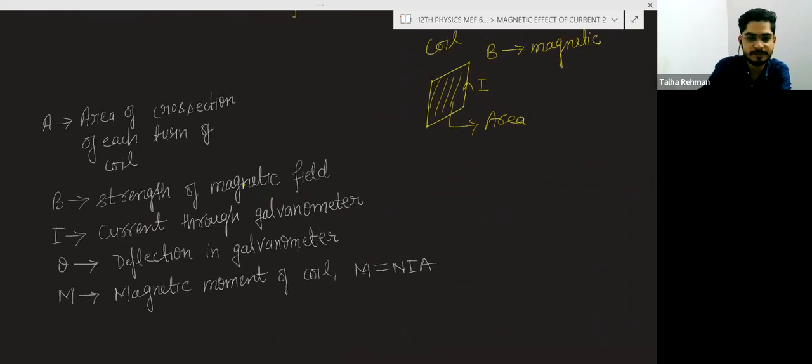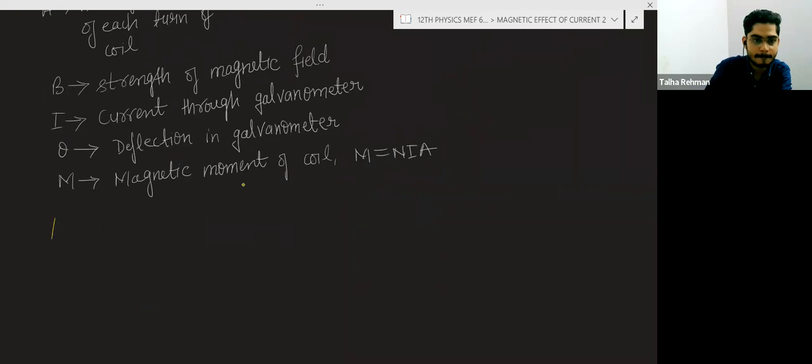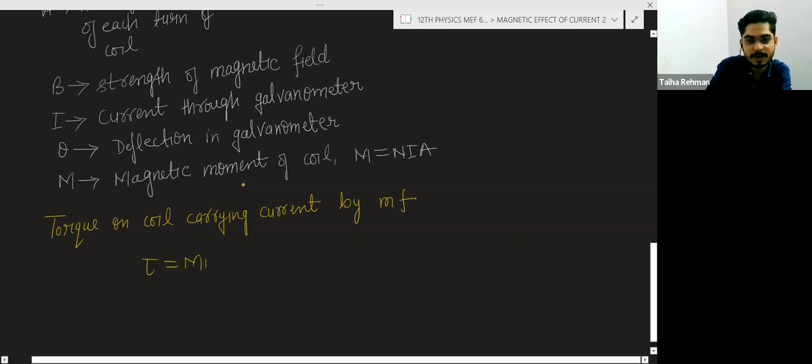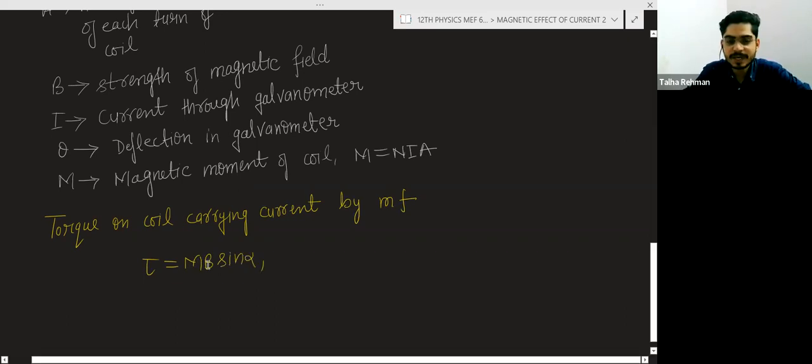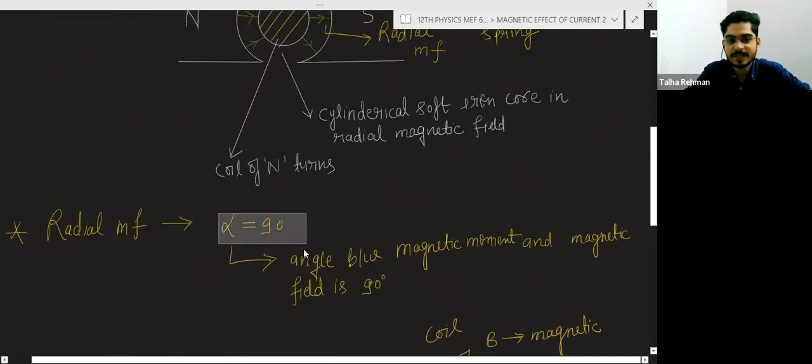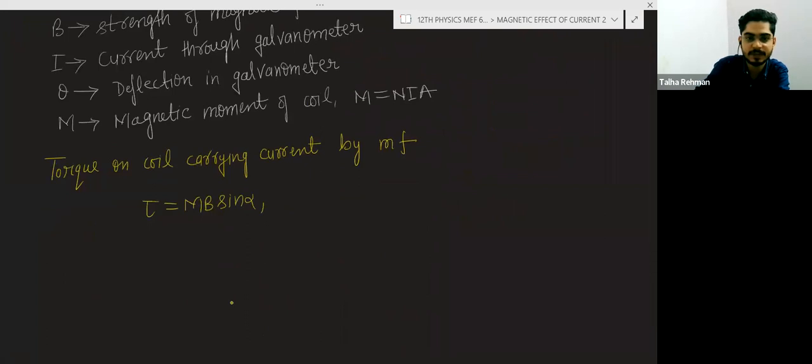MB sin alpha. So torque on a coil carrying current in a magnetic field: the formula of the torque is MB sin alpha, and the angle between the magnetic moment and the magnetic field is 90 degrees, already discussed. This alpha is equal to 90 degrees because of the radial magnetic field. So sine of 90 degrees is equal to 1.